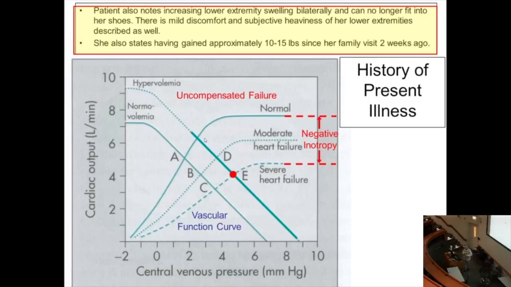I wouldn't think so much in terms of shape, like it's sigmoidal, so it must be cardiac. Look, central venous pressure goes up, cardiac output goes up. That's the cardiac function curve. Okay? And if the opposite happens, then that's the vascular function curve. Okay?